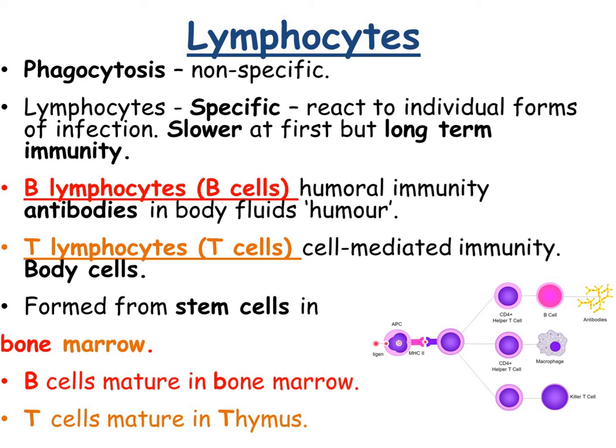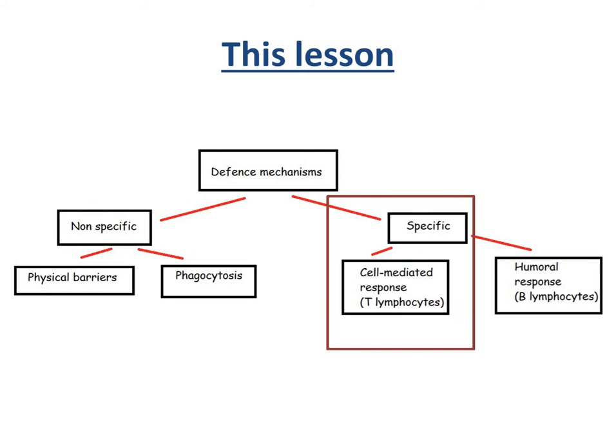Both B lymphocytes and T lymphocytes are formed from stem cells in the bone marrow. However, it's where they mature that they get their name from. B cells mature in the bone marrow, which is where they get the B from, whereas T cells mature in the thymus, so T for thymus. So that's where they get the names from. In this lesson we're going to be looking at the T lymphocytes, the cell-mediated response.